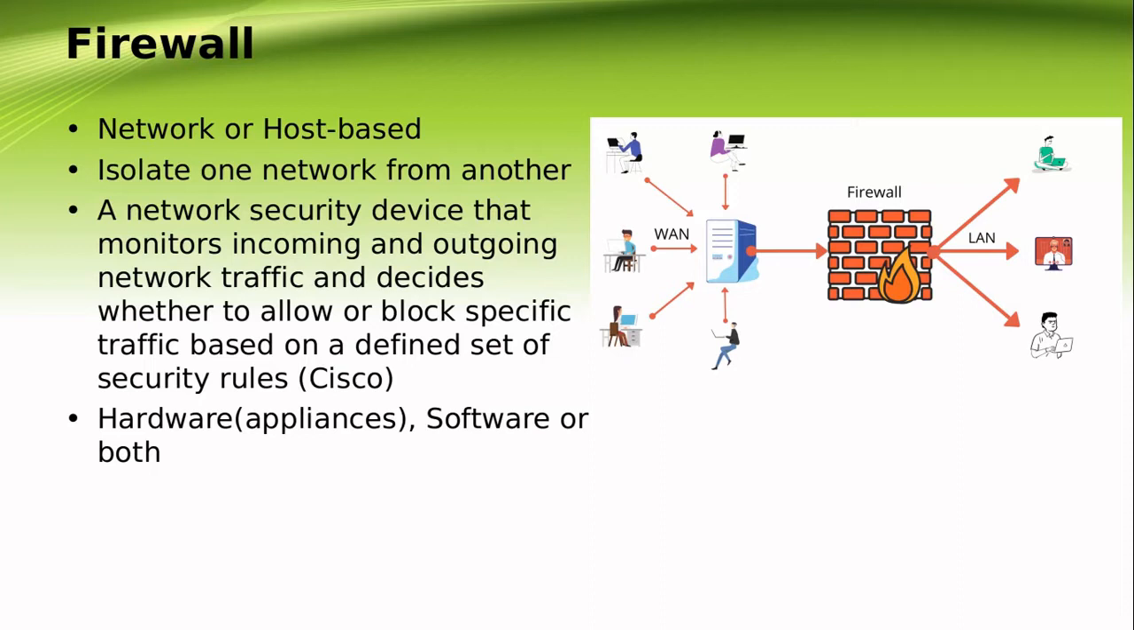Firewall. What is a firewall? A firewall is a network security device that monitors incoming and outgoing network traffic and permits or blocks data packets based on a set of security rules. Its purpose is to establish a barrier between your internal network and incoming traffic from external sources such as the internet, in order to block malicious traffic like viruses and hackers.